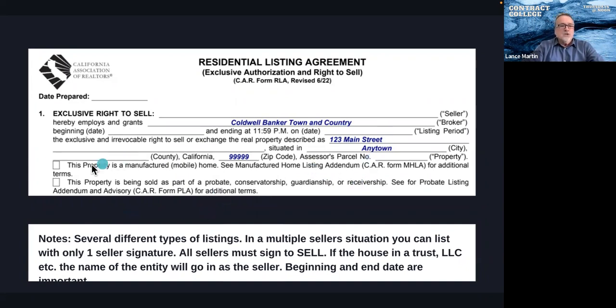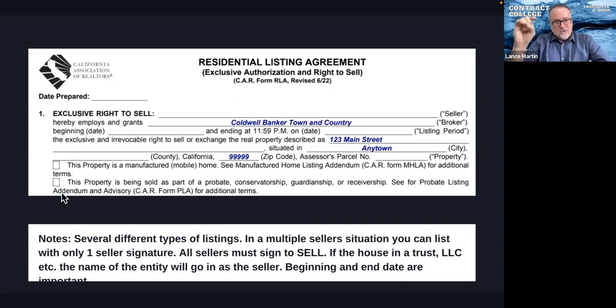Okay, so we've got our information here. If the property is a manufactured home, you're going to check this box. It's going to populate the manufactured home listing addendum or agreement. We will go through that at a later date. If the property is part of a probate, conservatorship, guardianship, or receivership, then we're going to use the probate listing addendum and advisory. Only check these boxes if those apply.